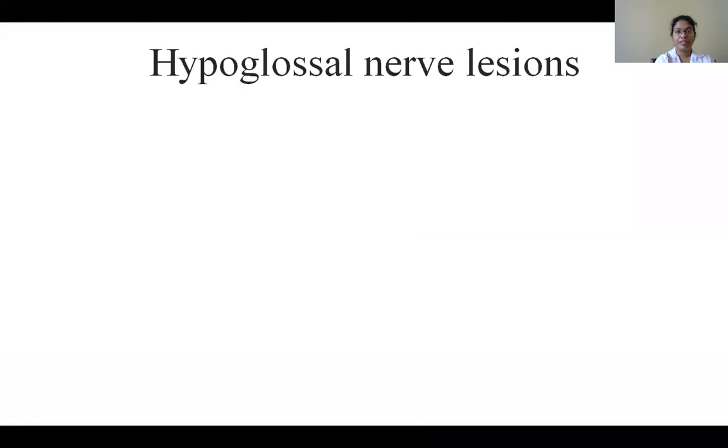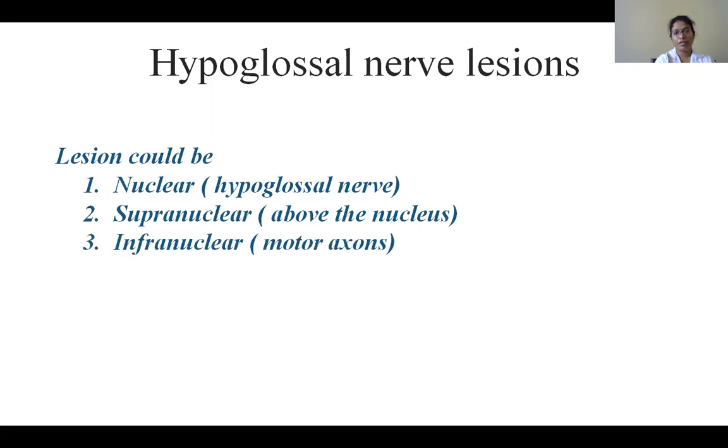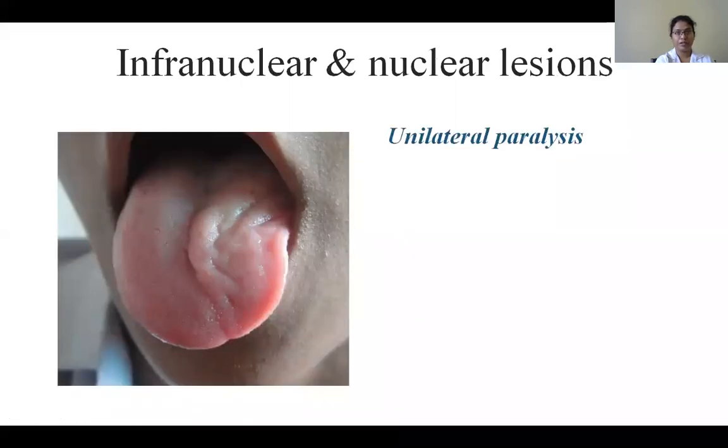Now what will happen when there are hypoglossal nerve lesions? These lesions are of 3 types. Either it could be nuclear lesion, infranuclear, that is below the nucleus, or supranuclear, which is above the nucleus. Supranuclear means it is an upper motor neuron type of lesion, whereas infranuclear and nuclear comprise lower motor neuron type of lesion. Now when there is infranuclear or nuclear lesion, this is a case of unilateral paralysis.